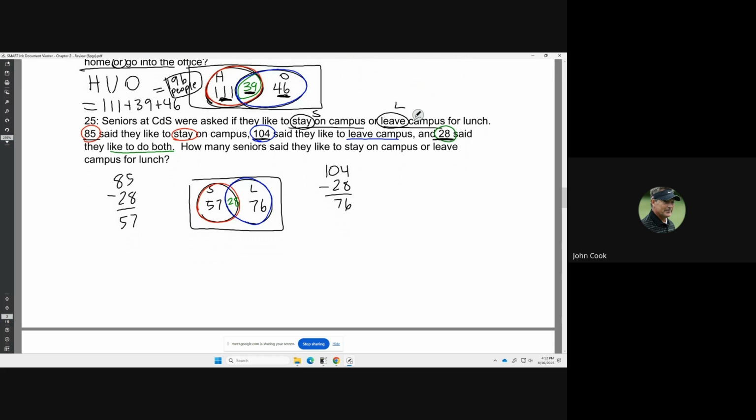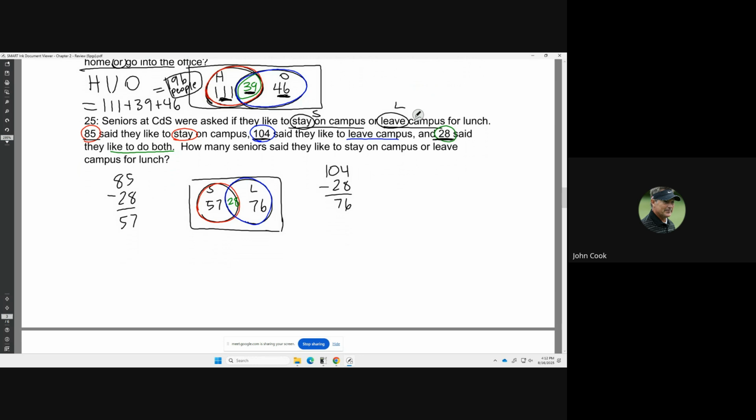All right, and now I didn't really say this in number 24, but if it also told you how many people were surveyed, let's say there were, I don't know, like 300 or something, what we would do to figure out the number of people that didn't like eating on campus or leaving, which I guess would be nobody, because I don't think there's a third option, that total would go in this little box area, which would represent people that don't fit into either category. Okay, so just be aware of that. That sometimes happens too.